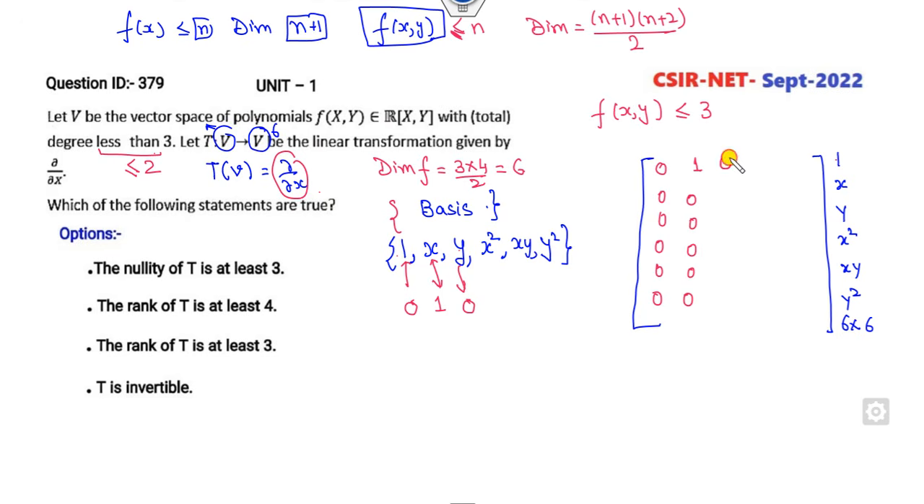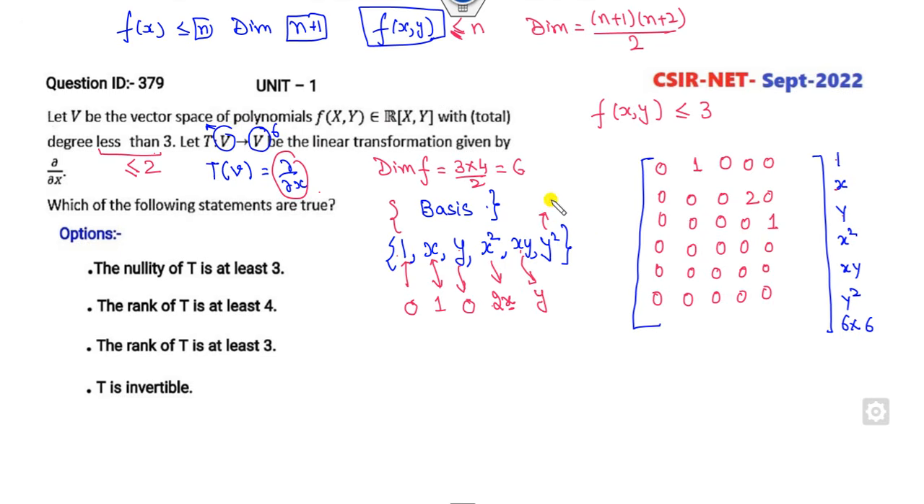Partial derivative with respect to x of y is 0, as there is no x in it. For x square, what is the derivative? 2x, so that's the coefficient of x, the rest of the values are 0. For xy, the partial derivative is y, so here the entry is 1, the rest of the values are 0.